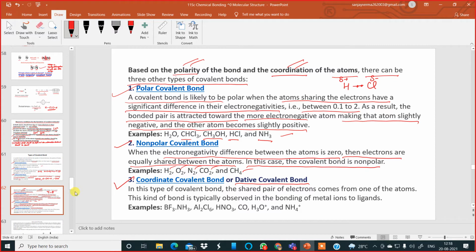Okay, so this kind of bond is typically observed in the bonding of metal ions to ligands, which we'll be learning in the chapter coordination chemistry when we reach class 12. Now, examples of compounds with this bond are boron trifluoride, ammonia when it combines with ammonium, the dimer of aluminum chloride, nitric acid, carbon monoxide, hydronium ion, and ammonium ion. So these are examples of compounds where you can see a coordinate covalent bond, or simply a dative covalent bond.